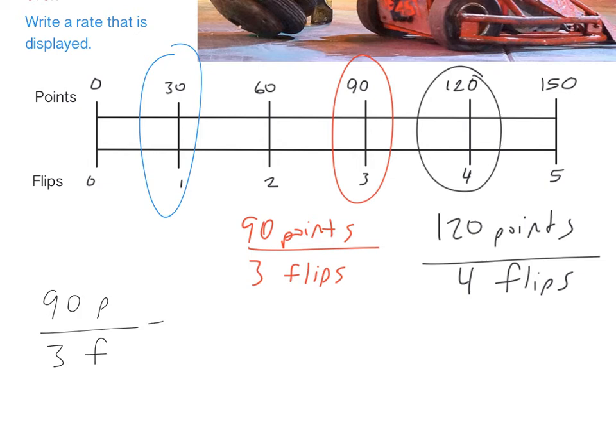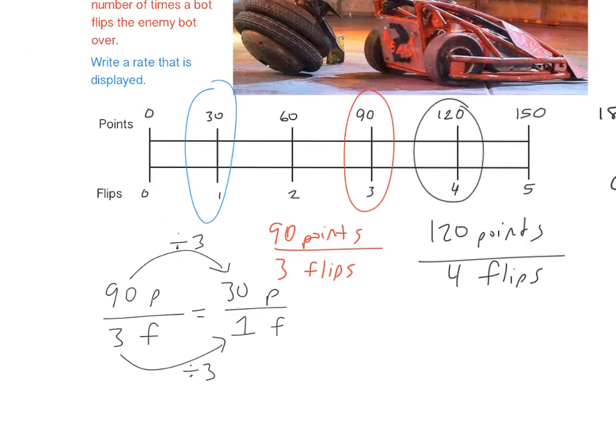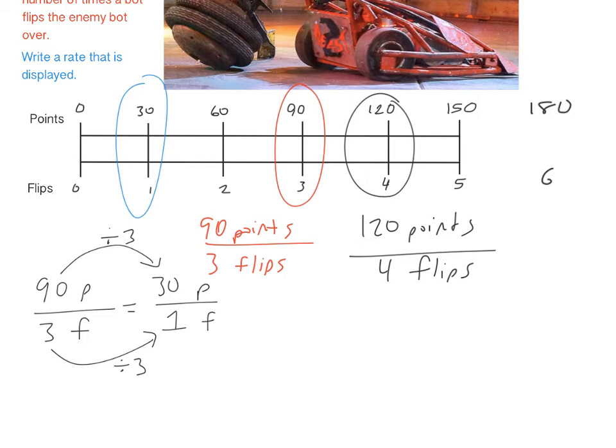What I would do to change it into a unit rate, again, we're keeping points on top, we're keeping flips on bottom, we're not changing any of that. We just need the denominator to become a 1. So what do you do to a 3 to make it a 1? You divide by 3. So what do you do to 90? Also have to do the same. Divide by 3. What's 90 divided by 3? That's, of course, 30. Okay, so 30 points per 1 flip would be the unit rate. All these other things on the table are just regular rates.